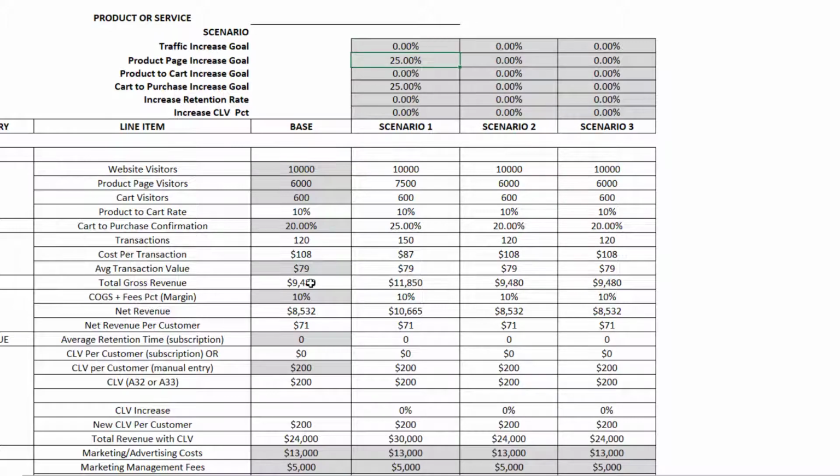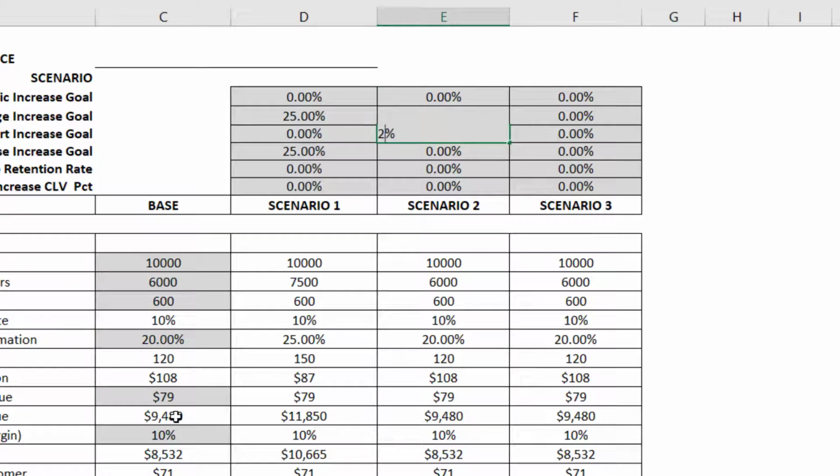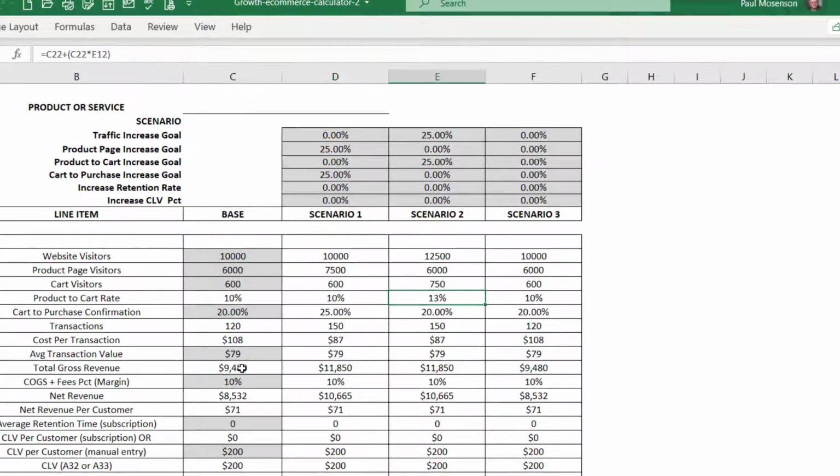Let's do another scenario. Let's just say we get more people from your product to your cart. 25%. And because we're more efficient with advertising spend and messaging, even though the advertising spend is the same, let's say we get you 25% more traffic. So now we have more traffic, 25% more, and the product to cart rate is 13%. But the transactions are still the same because that's still 20%, right? So let's go and improve that as well.